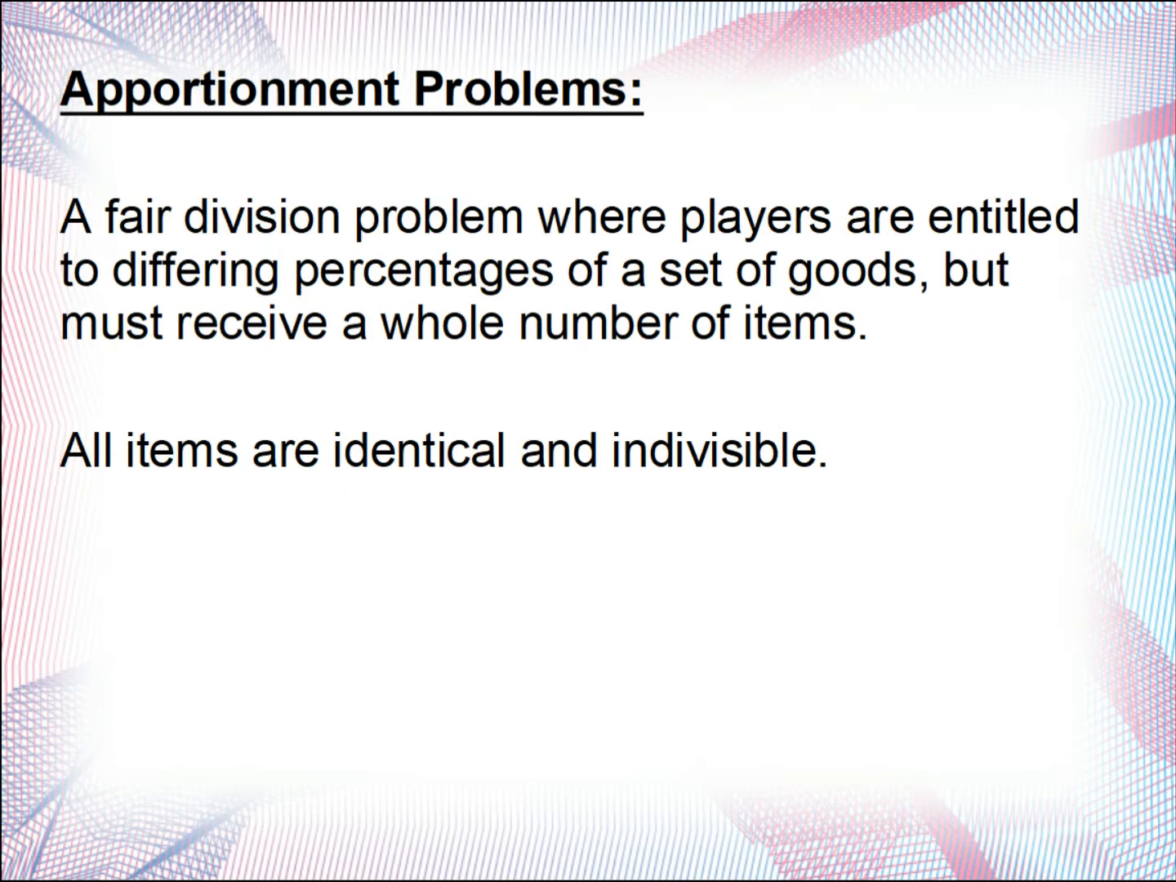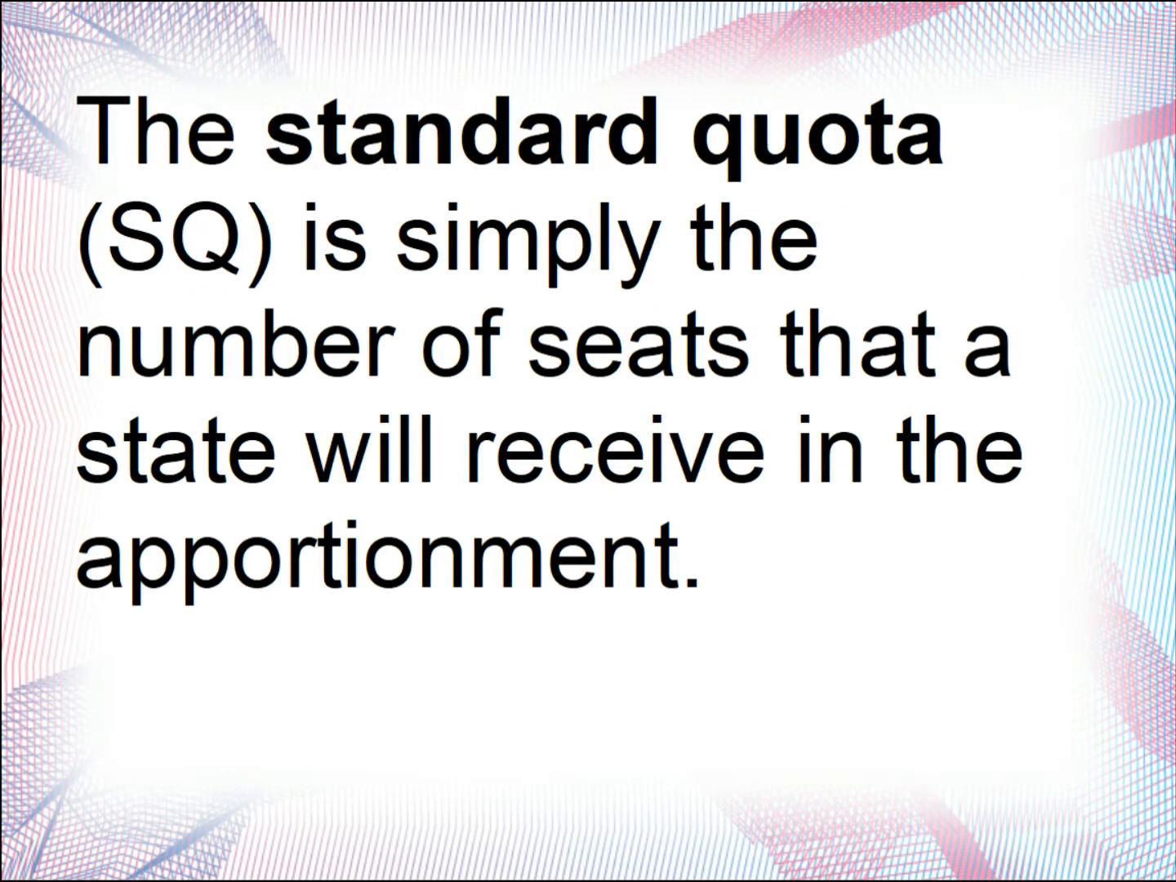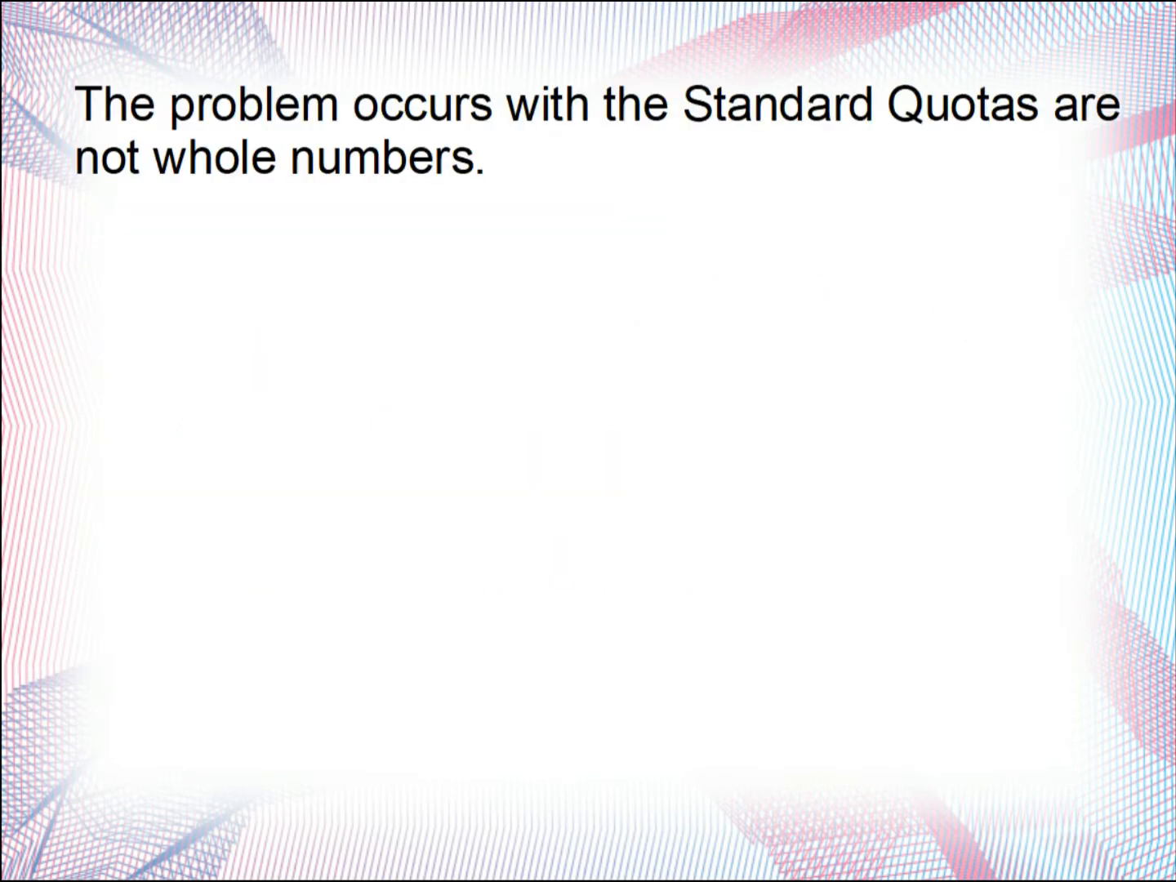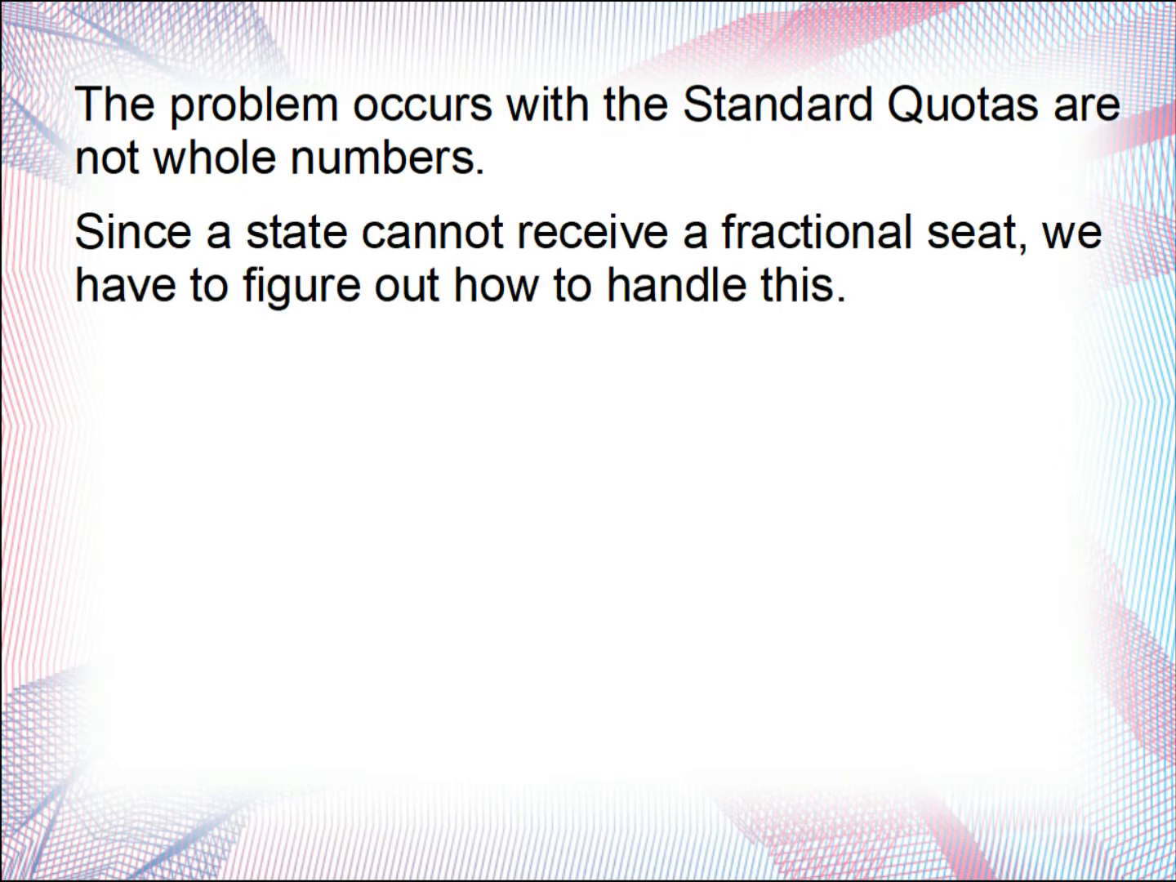And the traditional problem that we talk about in this scenario is the problem of apportioning the seats in the House of Representatives in the United States government, but we reduce it down a little bit. So vocab here, the standard quota is the number of seats that a state will receive in the apportionment, and the problem occurs when standard quotas are not whole numbers. So since a state cannot receive a fractional seat, we have to figure out how to handle this.